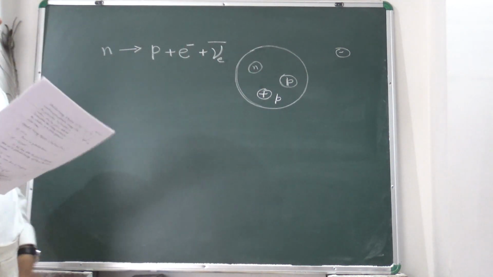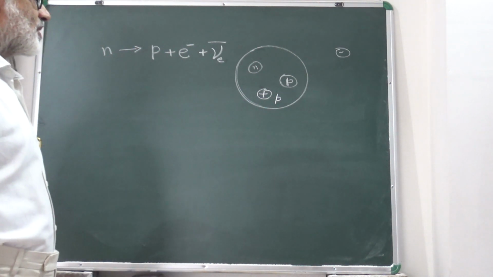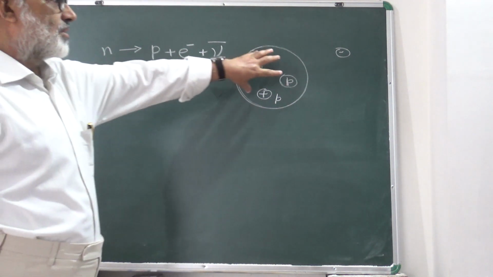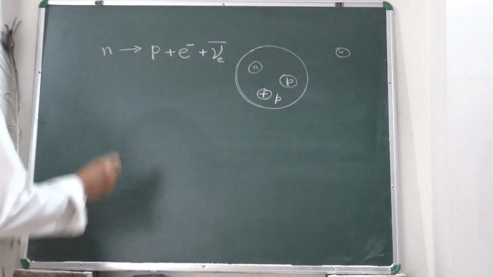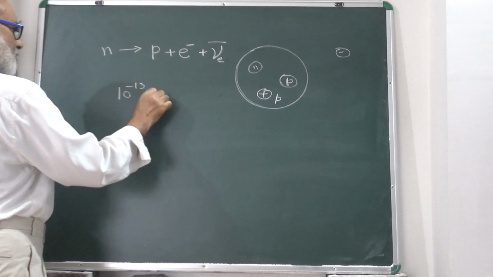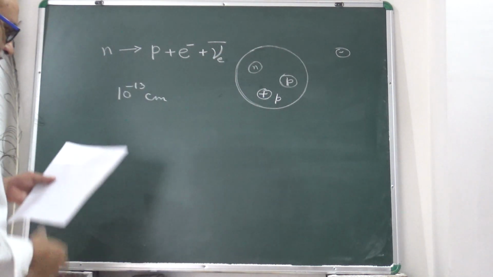And also it must be very short-ranged, so that's why we don't feel its effect outside the nucleus. It's only inside the nucleus. The range of that strong force is 10 to the power minus 13 centimeter, that is within the diameter of the nucleus.